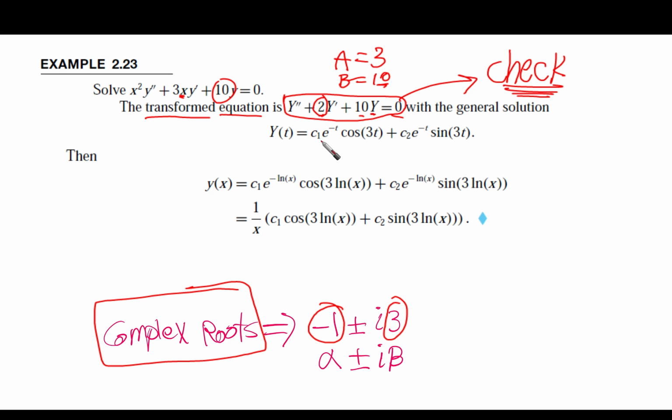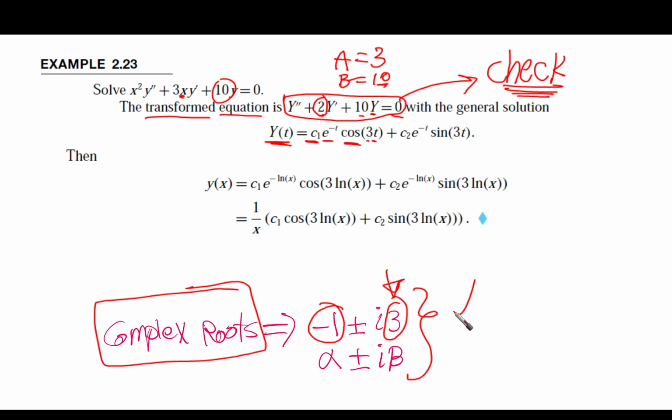So now in this case, if we have the complex roots, if you remember, then the solution is going to be exactly c1 times e to minus t, which is e to the lambda 1 t here, cosine beta t, where beta is 3, as I said here.